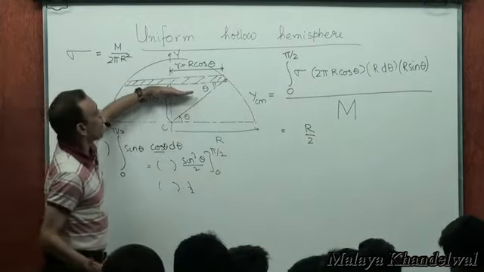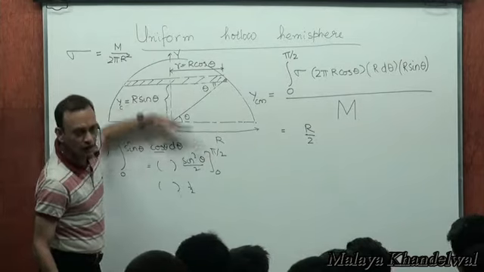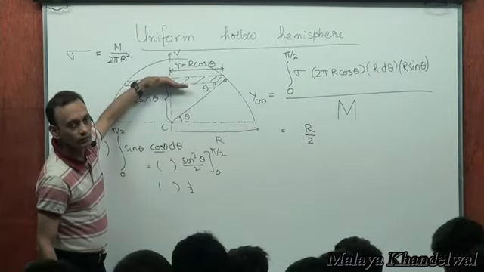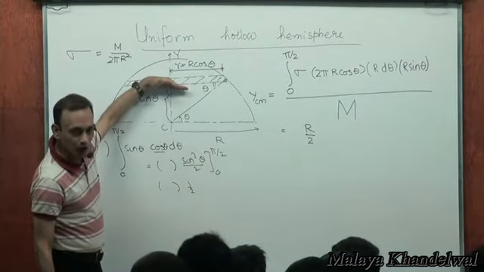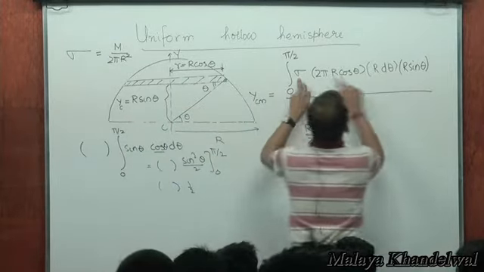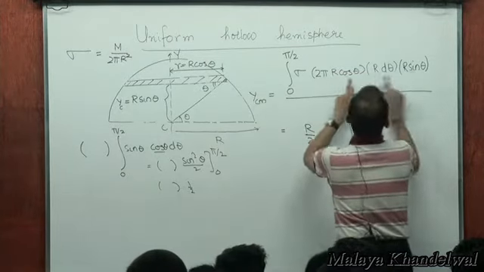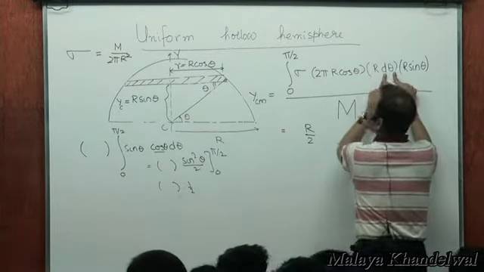Y of the center of mass of a uniform hollow hemisphere would be r by 2 along the line of symmetry. That's the result that you would encounter. Everything else is constant. 2 pi r cubed into sigma comes out, and all that you're left with is sine theta, cos theta, d theta.